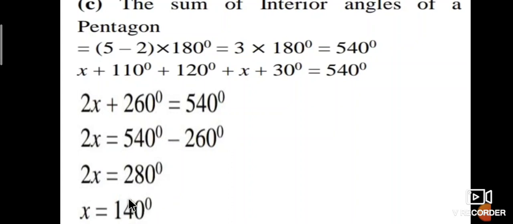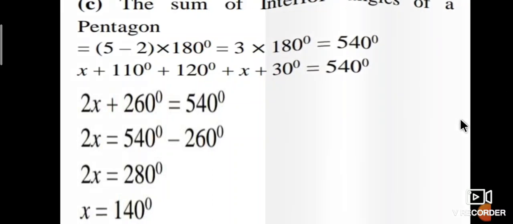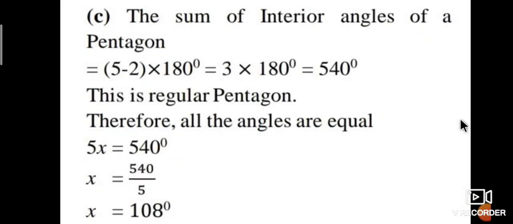Therefore x is equal to 280 divided by 2, that is x is equal to 140 degrees. Okay, next, the alternate method of this one. The sum of the interior angles of a pentagon is (5 minus 2) into 180 degrees, that is 3 into 180, that is 540. Because this is a regular pentagon, all angles are equal, that is 5x is equal to 540. x is equal to 540 divided by 5, that is equal to 108 degrees.